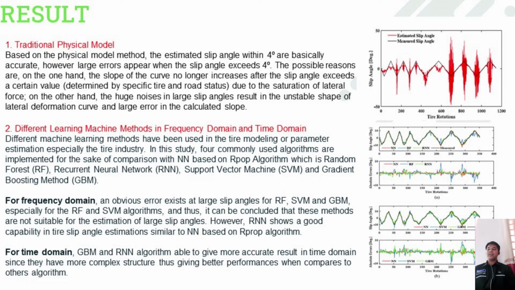So for the time domain, they conclude that the GBM and RNN algorithms are able to give more accurate results since they have a more complex structure, thus giving better performance when compared to other algorithms. So as a conclusion, the researchers agree that the RNN algorithm and NN-based output algorithm are the best to use to determine the tire slip angle for real life situations.